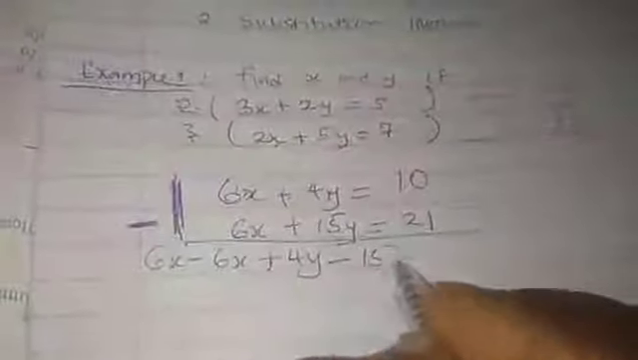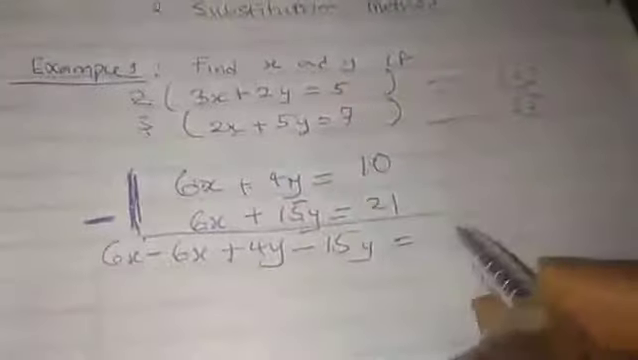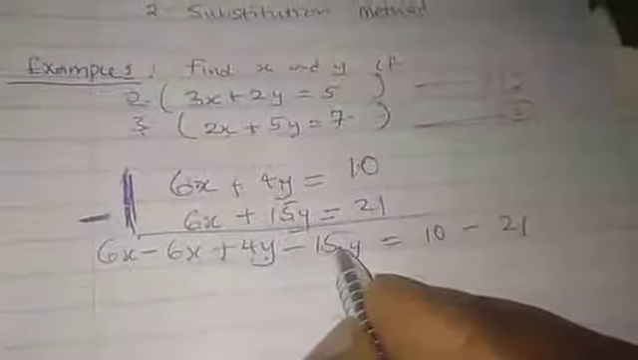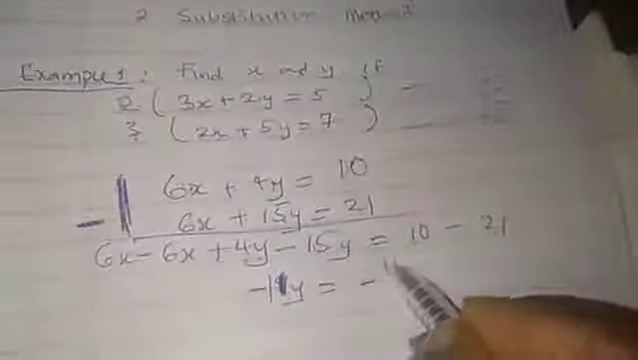After you have done this, the next thing is you do a compulsory subtraction. Compulsory subtraction, that is, you take all this one minus all this, this minus this, this minus this, starting from 6x minus another 6x, then 4y minus 15y, and the last one, 10 minus 21. 6x minus 6x is gone. What you have left is 4y minus 15y, and 4y minus 15y will give you minus 11y, equal to 10 minus 21, that is minus 11.